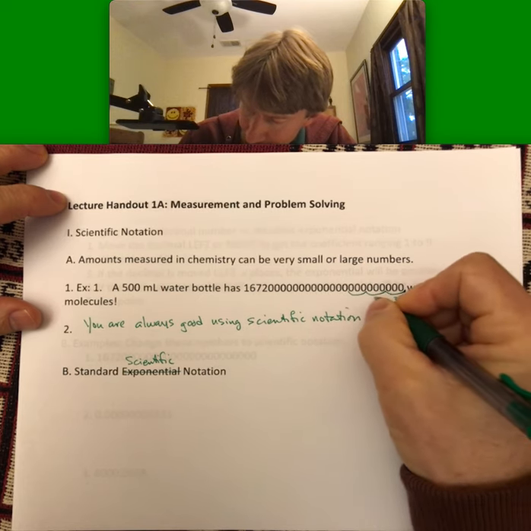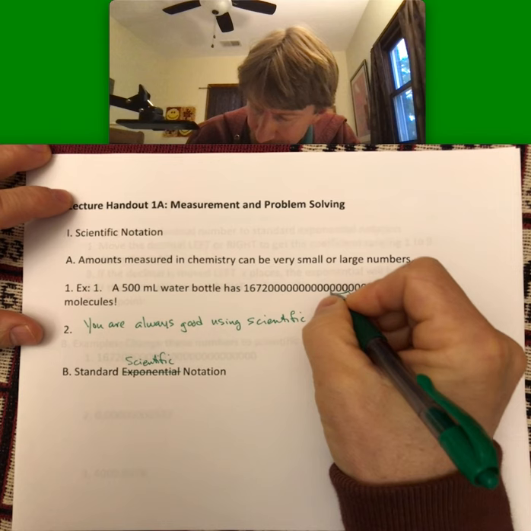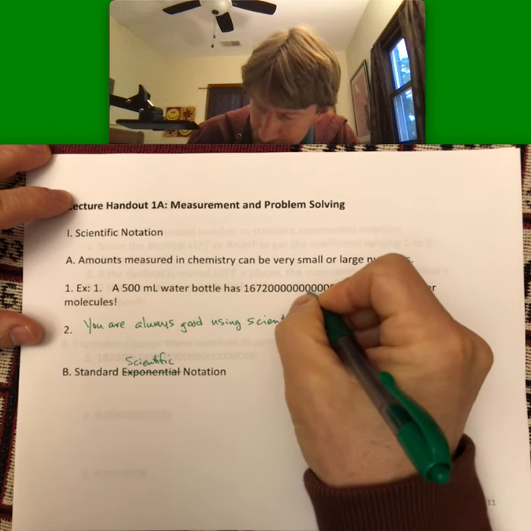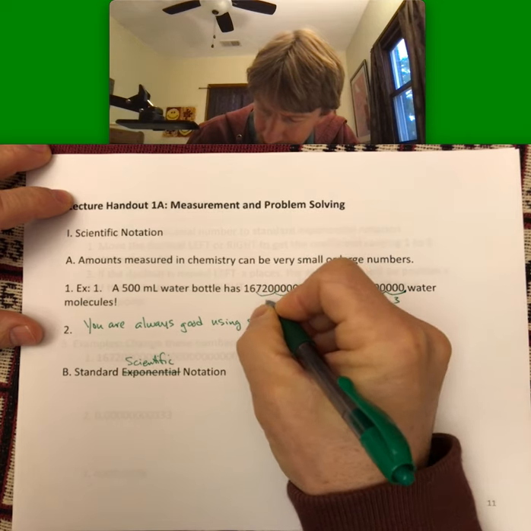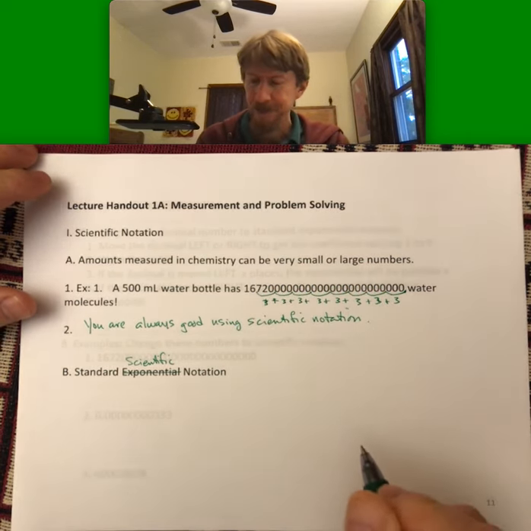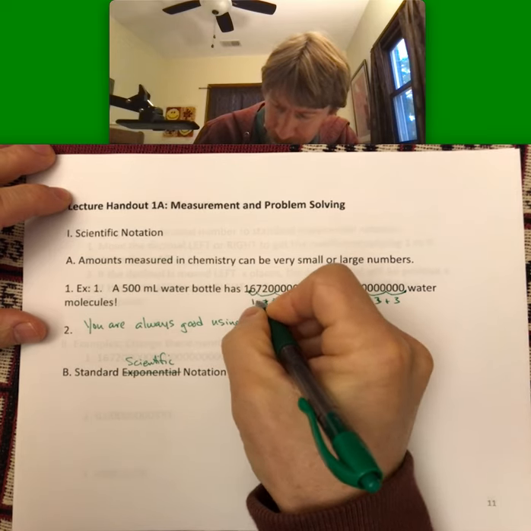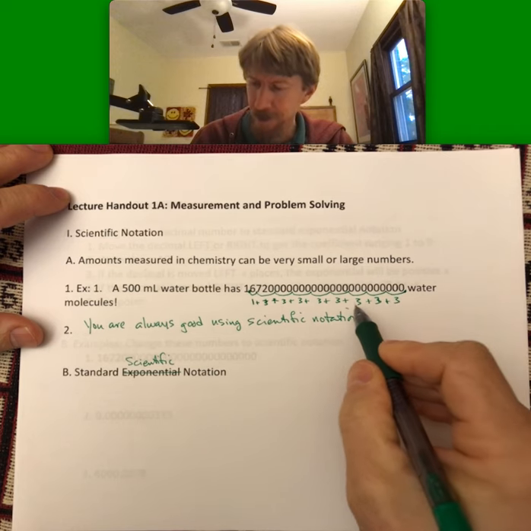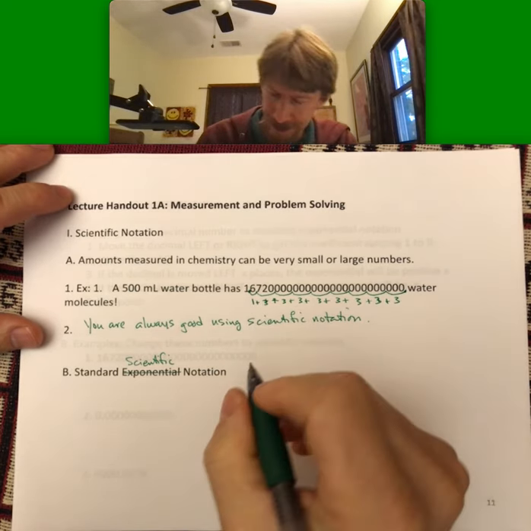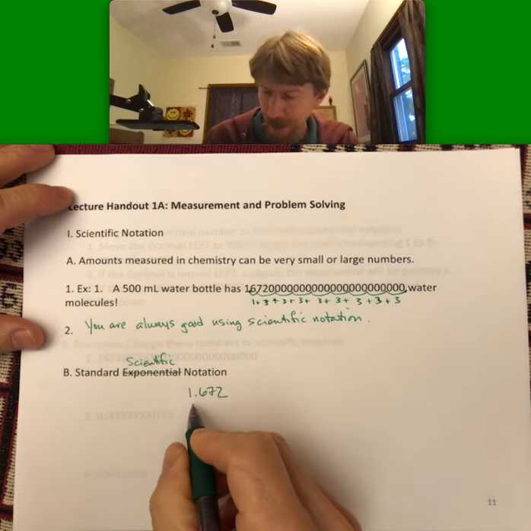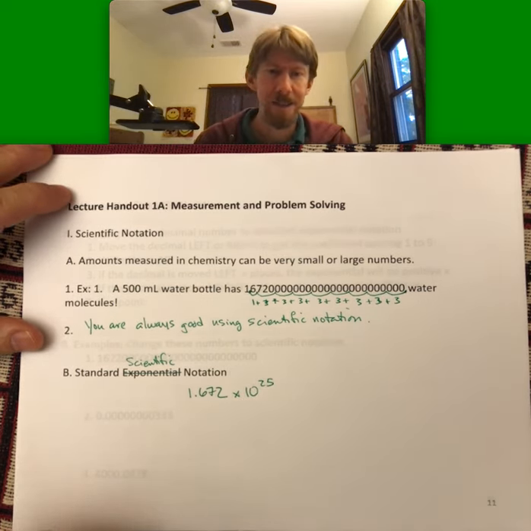3, 6, 9. So that's 9 zeros so far. And then 3 plus 3 plus 3 plus 3 plus 3 plus 3 plus. And I'm almost there. I need one more. So if I add all these up, I get 1, 2, 3, 4, 5, 6, 7, 8 threes, which is 24, plus 1 is 25. If I were to write this in scientific notation, I would have 1.672 times 10 to the 25th, and those are water molecules.